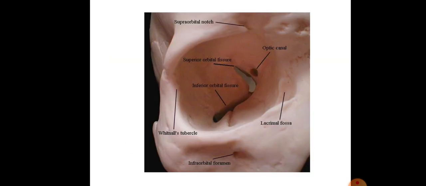What are the special features seen on the walls of the orbit? The roof is limited anteriorly by the supraorbital margin. It has a notch called the supraorbital notch. The optic canal is located at the junction of the roof and the medial wall. Then the yellow oval marking indicates the fossa for the lacrimal gland. Remember, the lacrimal bone is present on the medial wall, while the fossa for the lacrimal gland is present superolaterally on the roof.